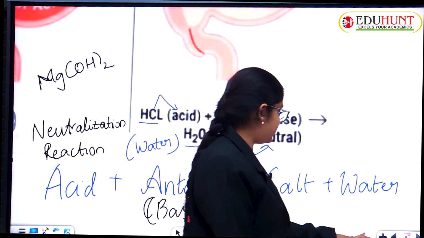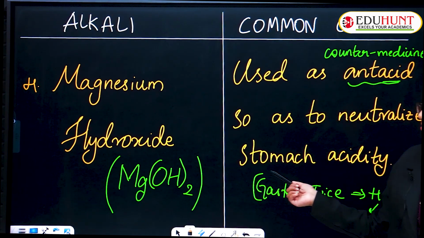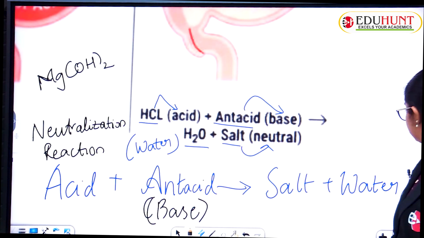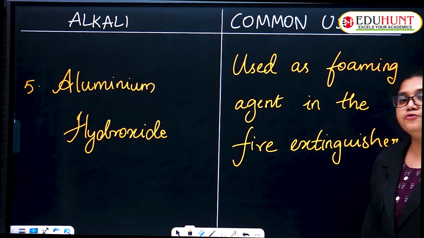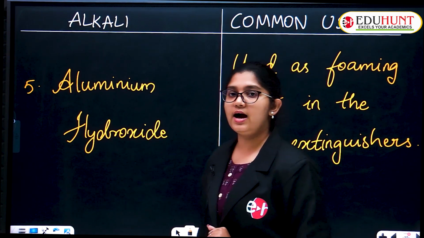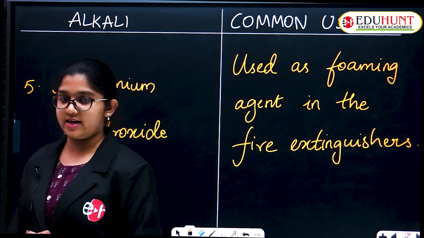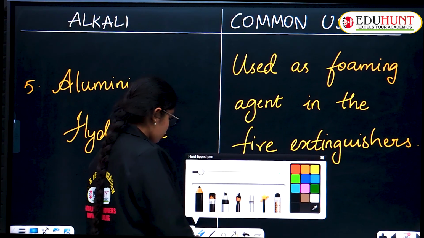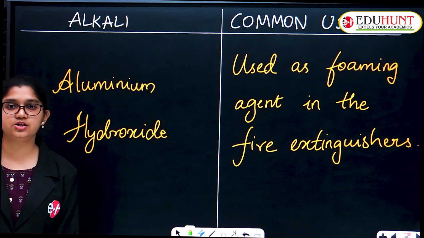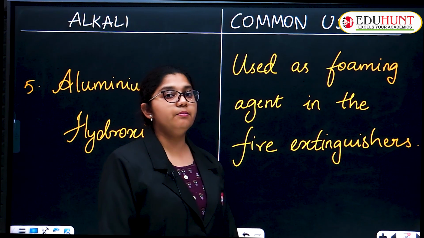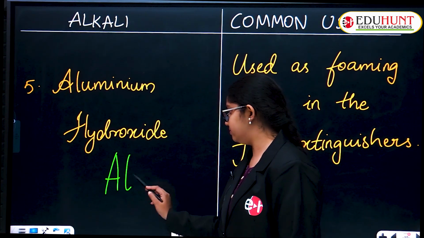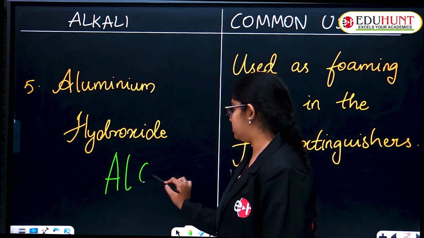Clear? Shall I move to the next one? Magnesium hydroxide and this picture are clear. Now the fifth alkali. What is the fifth alkali? Aluminium hydroxide. What is the chemical formula for aluminium hydroxide, children? Aluminium is Al, hydroxide is OH.